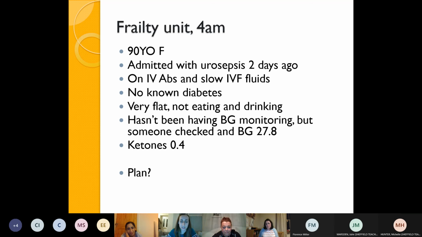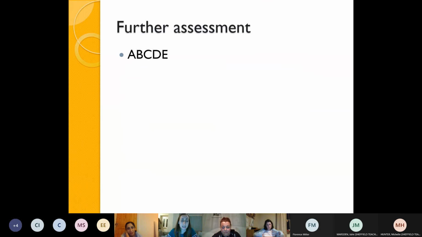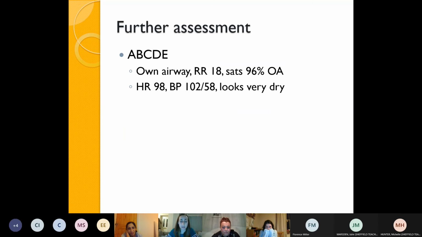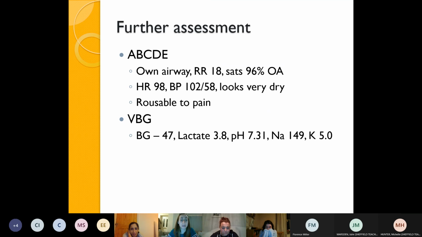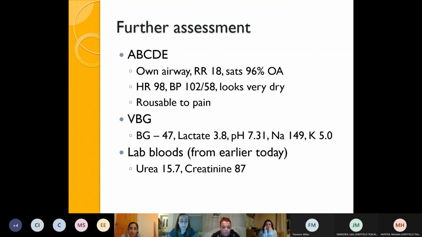So yeah, this lady needs assessing, doesn't she? And blood sending. So, done A to E. So that looks fine. She looks dry. She's a little bit on the tachycardic side, a little bit on the hypotensive side, but not too bad. She's rousable. We've done a VBG. Her blood glucose is 47. Lactate 3.8, pH 7.31, sodium's at the upper end of normal, 149, potassium's 5. So this lady's quite sick, isn't she? Yeah. And the lab bloods are from earlier today, so we've not got the rest back yet that we've just sent at 4 AM. So what are we thinking about this lady now?